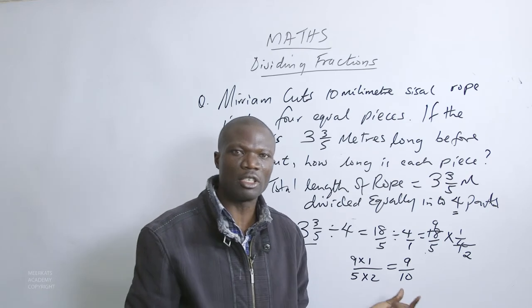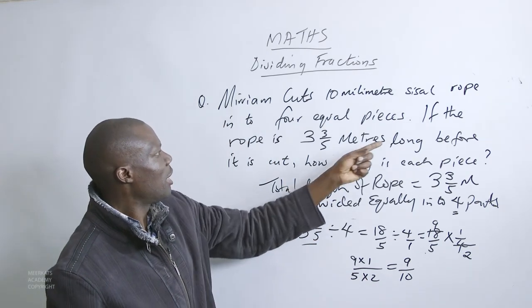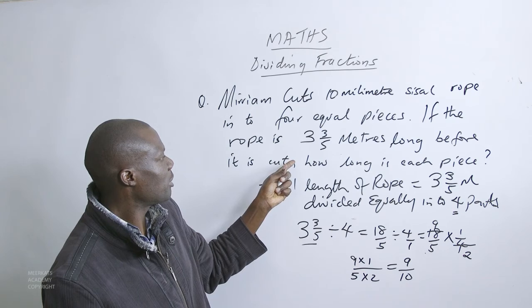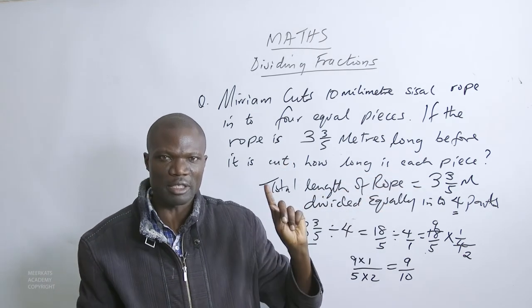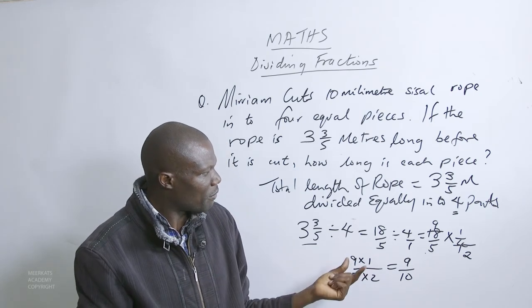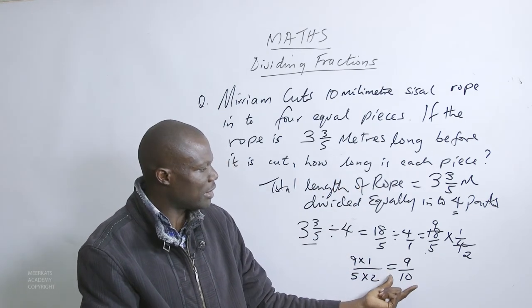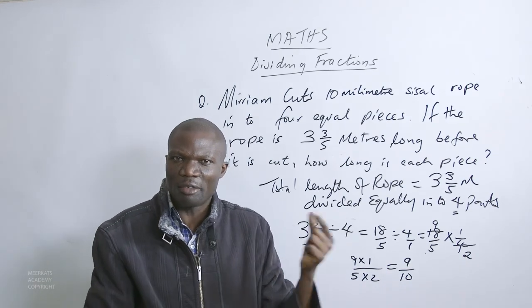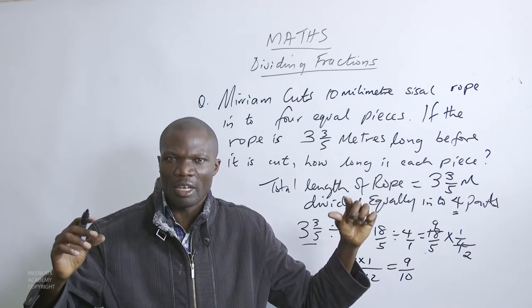Now, this is not just a fraction. We were asked from the question, remember, to find how long is each piece. So what are we trying to say here? If the whole is 4 parts, one part is simply 9 over 10. 9 over 10 of what? It is 9 over 10 of the total.